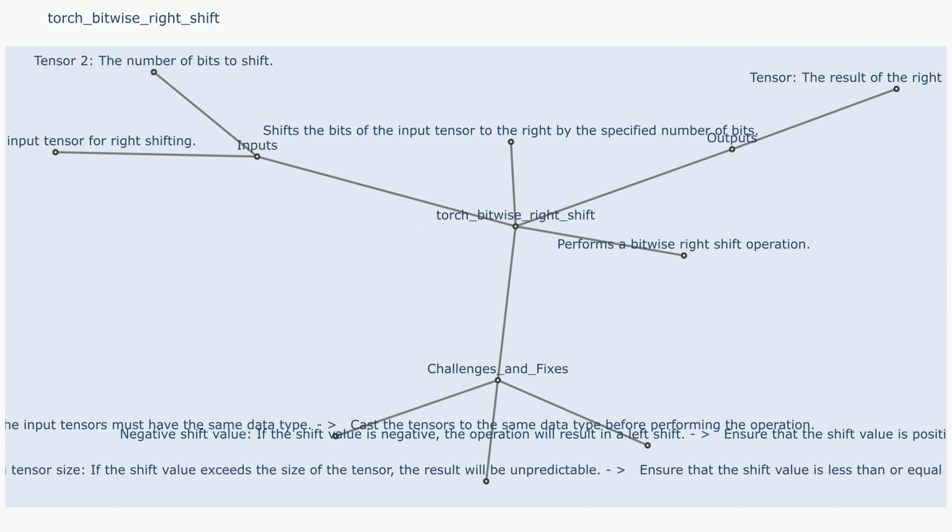Challenge 5: if the second input tensor contains non-integer values, the function will raise an error. Sample use case that resulted in challenge 5: torch.bitwise_right_shift(torch.tensor(10), torch.tensor(1.5)). Fixes to challenge 5: ensure that the second input tensor contains only integer values.